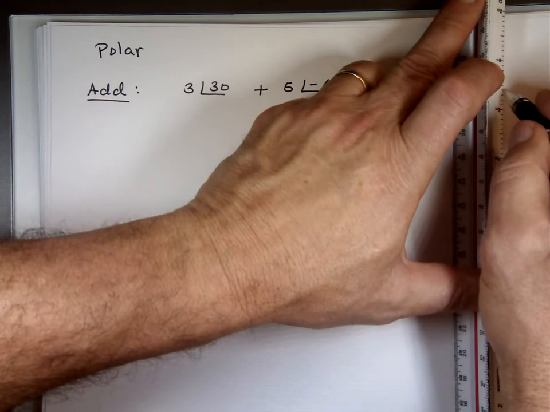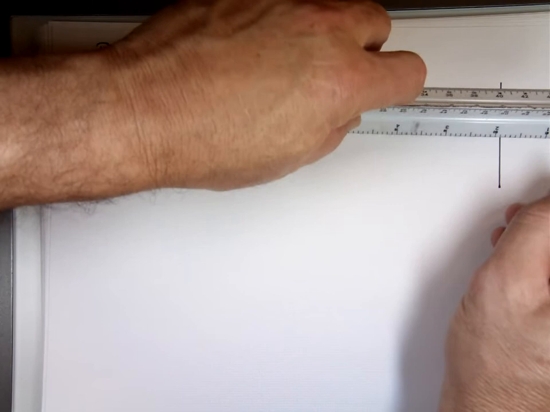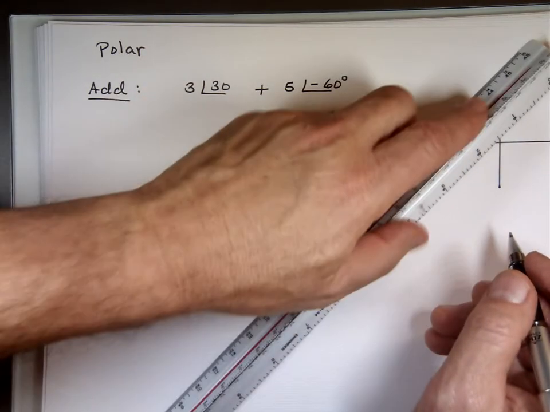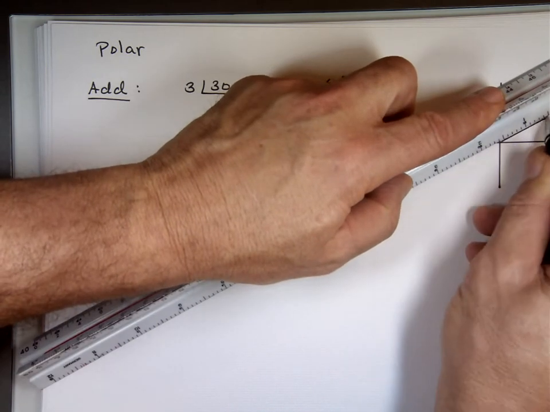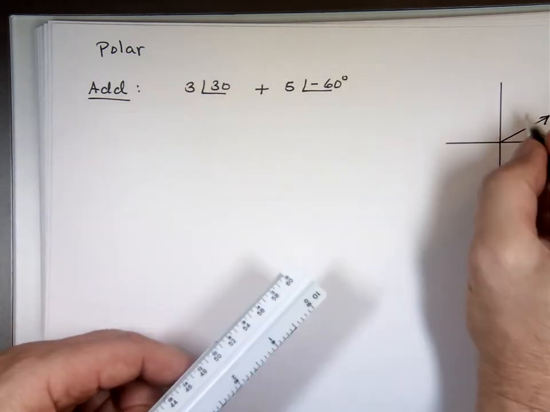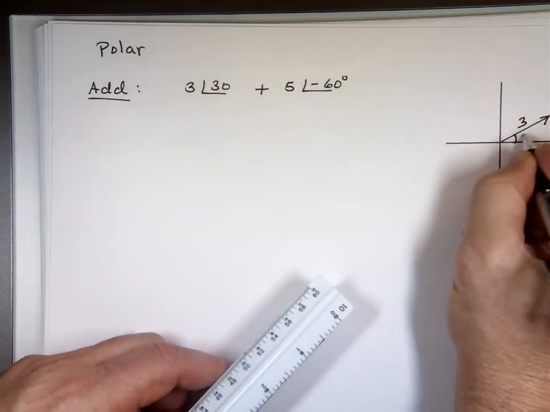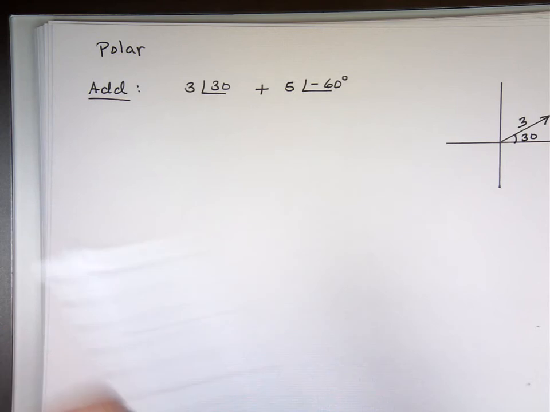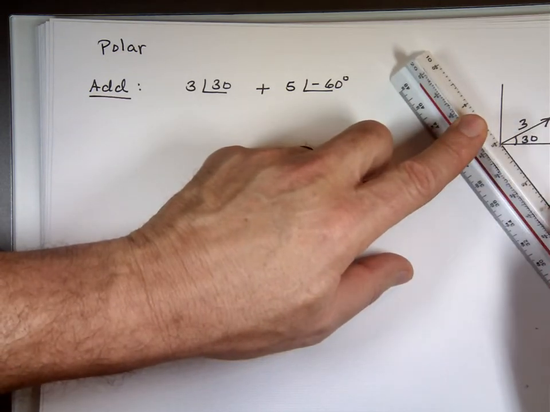If you took physics, you know exactly what we're talking about. You're adding vectors in physics. We used to take each vector, break it down to x and y component. So the 3 angle 30 is a vector that looks like this. It has a value of 3, not 5. 3 angle 30. That's one vector. And the other one, 5 angle negative 60, is a vector like this.